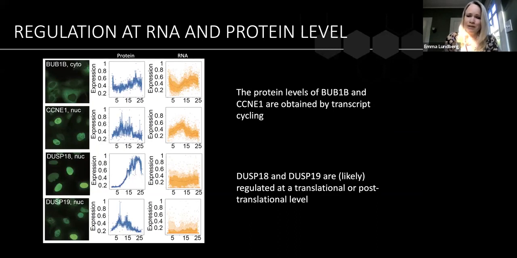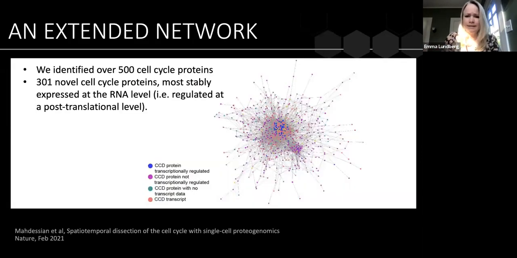But then if we look at it, we discovered in total about 500 cell cycle proteins. And 3 of these were new, never described in literature before. And most of these were in turn stable at the RNA level. So this is probably the reason they were not discovered before, because most single cell studies of the cell cycle had been done at the transcript level.